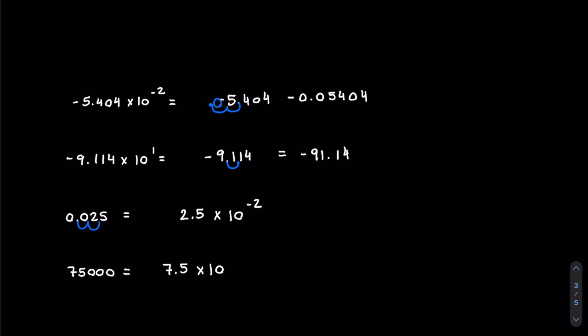So let's see how many places we would have to go. We start at 7.5. We go 1, 2, 3, and 4. So in this case, our final answer is going to be 7.5 times 10 to the 4. And all these values equal each other. So there you go.